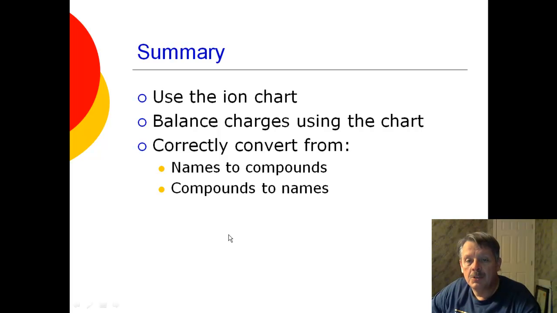All right, you have to be able to use the ion chart, balance charges from the chart, and correctly convert from names to compounds and compounds to names, which means you need to know the difference between when you find them as an alkali metal, alkaline earth metal, or aluminum, that you deal with them one way. You deal with them differently if they're transition metals. And on the anion side, if they're on the periodic table, they always end in IDE. And if they're not, you have to look at your ion chart, and you have to look up things like the ates and the ites, and even the per-ates and the hypo-ites.